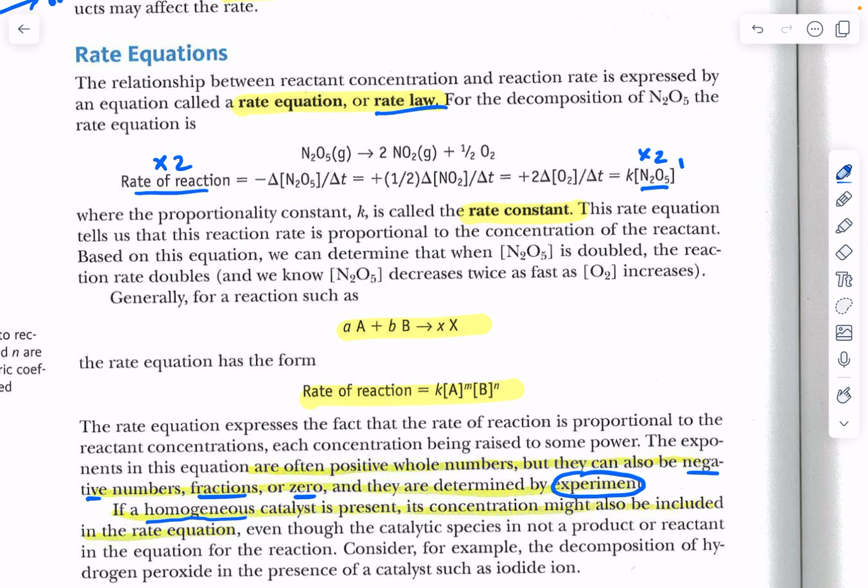So my reaction rate law would end up being the rate of my reaction equals my proportionality constant times the concentration of my dinitrogen pentoxide to the first power. And of course, you don't need to write the number 1. That would be understood when you don't have an exponent there. The value of K is the rate constant. And again, this value of K is going to depend upon each individual reaction.